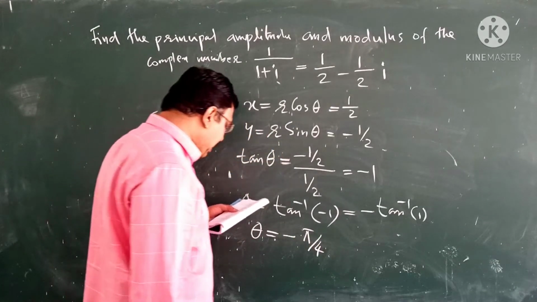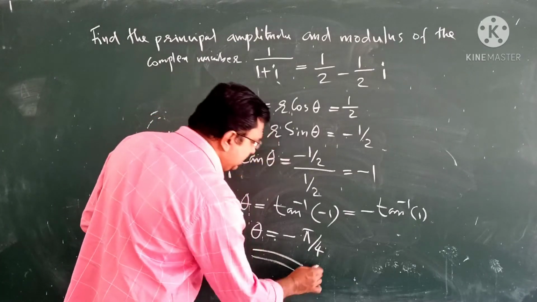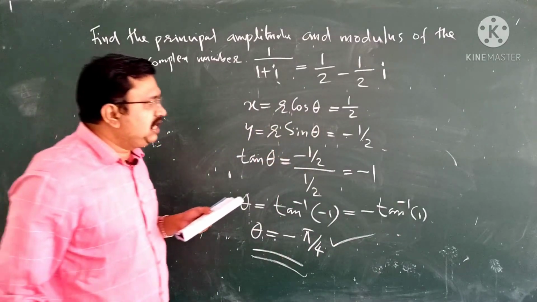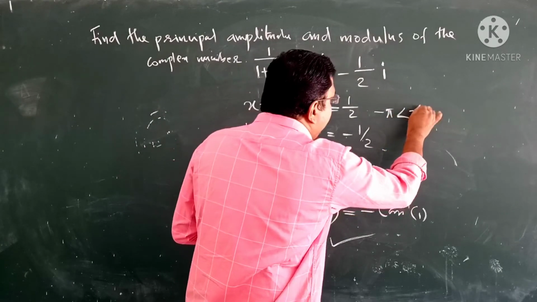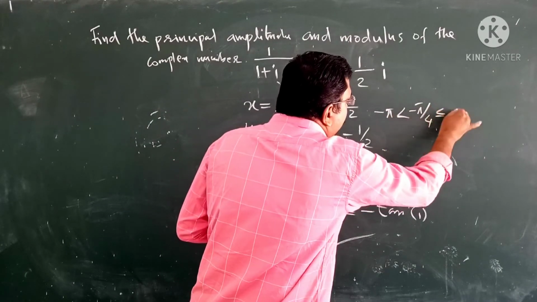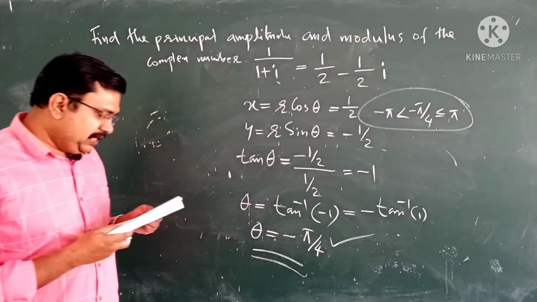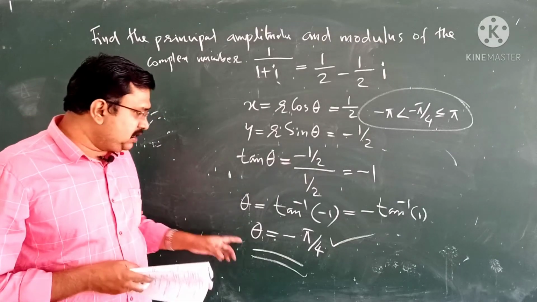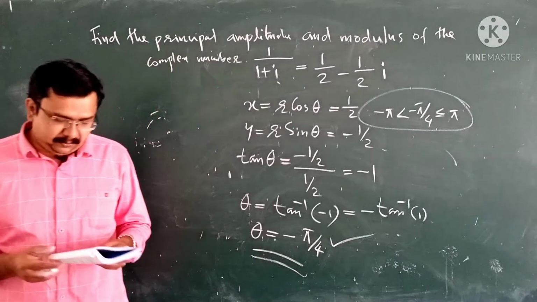Therefore, our principal amplitude is theta equal to minus pi by 4. It is clear that it lies in the range minus pi less than minus pi by 4 less than or equal to pi. Remember that. Therefore, our final answer is the principal amplitude is minus pi by 4. That is our final answer.